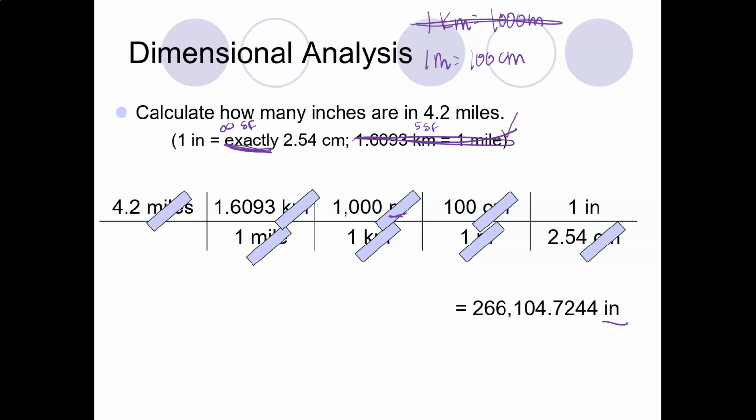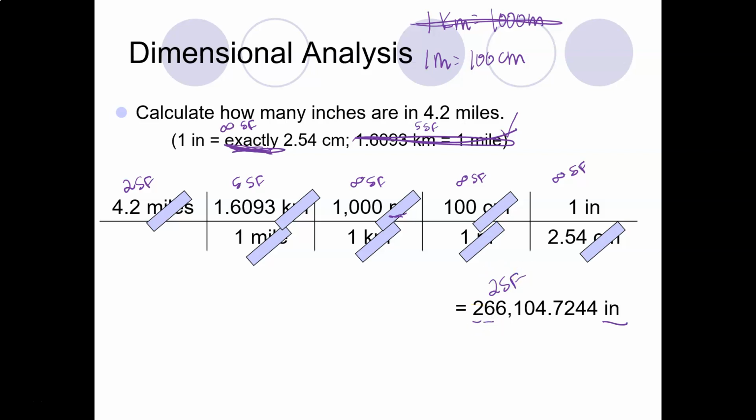Okay. But now we need to think about sig figs. So I'm going to look at each step along the way and count the number of sig figs. 4.2 miles, 2 sig figs. 1.6093 kilometers in 1 mile is 5 sig figs. 1,000 meters in 1 kilometer is infinity sig figs. 100 centimeters in 1 meter is infinity sig figs. 1 inch is equal to 2.54 centimeters. You originally would think 3, but remember it has that word exactly in there. So it's also infinity sig figs. So 2, 5, infinity, infinity, infinity. Which one is the smallest? Well, 2.